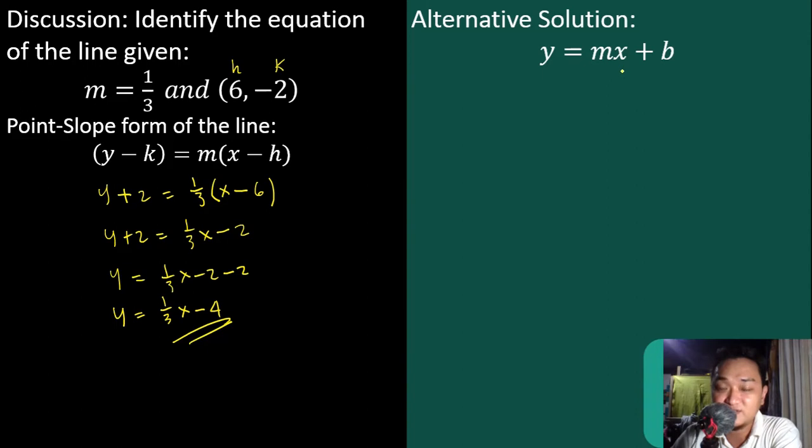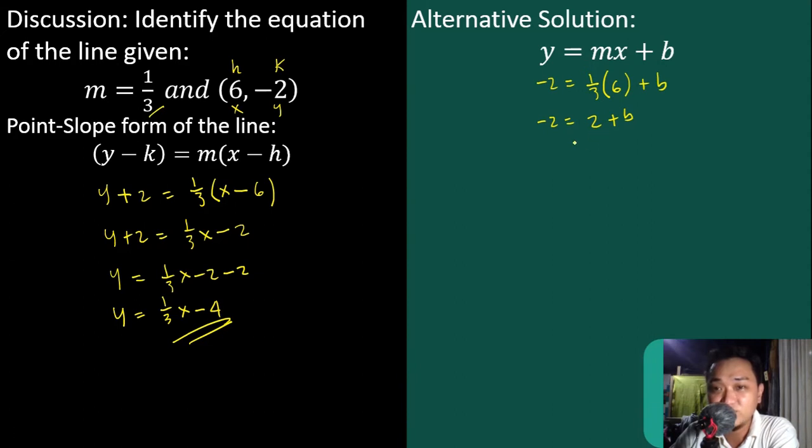Let us try our alternative solution. Let's say the value of x is 6 and the value of y is negative 2, and our slope is 1/3. So negative 2 is equivalent to the slope 1/3 times the value of x, which is 6, plus b. So negative 2 is equivalent to 6 times 1/3, that is 6/3. 6 divided by 3 is 2, plus b.